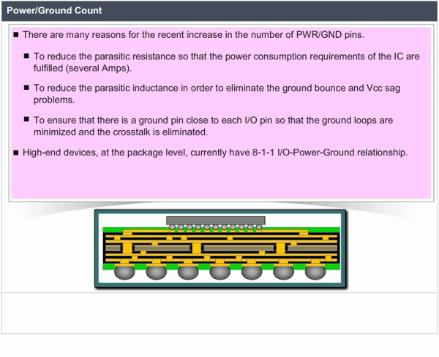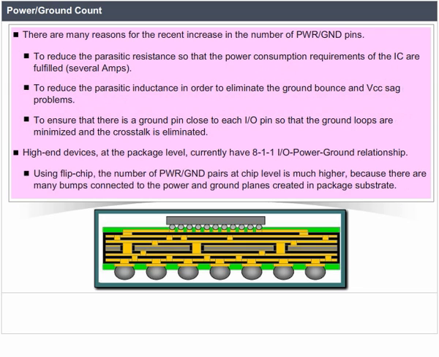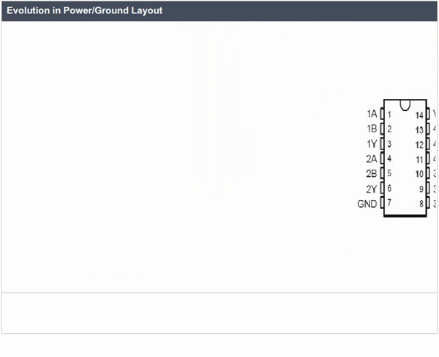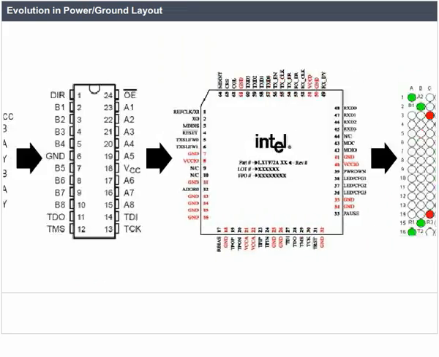High-end devices at the package level currently have an 8-1-1 input-output, power-ground relationship. Using flip chip, the number of power and ground pairs at chip level is much higher because there are many bumps connected to the power and ground planes created in the package substrate. Evolution in power and ground layout.